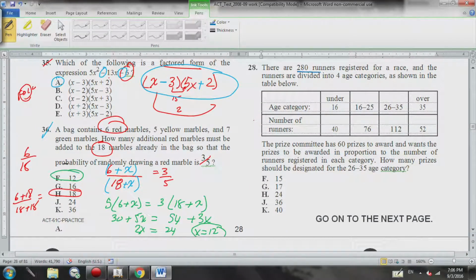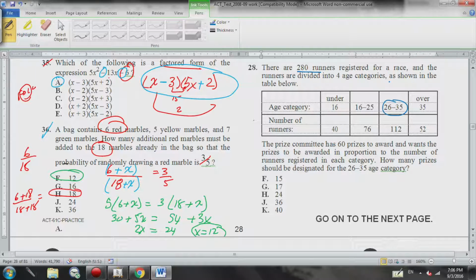There are 280 runners registered for a race, and the runners are divided into 4 age categories. That's a lot of runners. That's pretty good. As shown in the table below. Okay, under 16, 16 to 25, 25 to 35, over 35. And this is how many? Oh, it's a lot of 20. This is the biggest group, interesting like that.